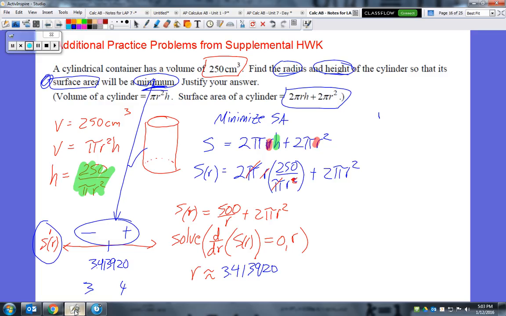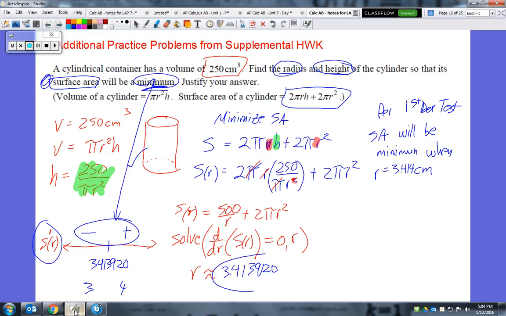So we'd write per first derivative test, the surface area will be a minimum when, in this case, R that we found was, we'll go ahead and round it now, 4.14 centimeters. And if we were to put it into this equation here to solve for h, and then round the answer of h to 3 decimal places, you should get 6.828 centimeters.